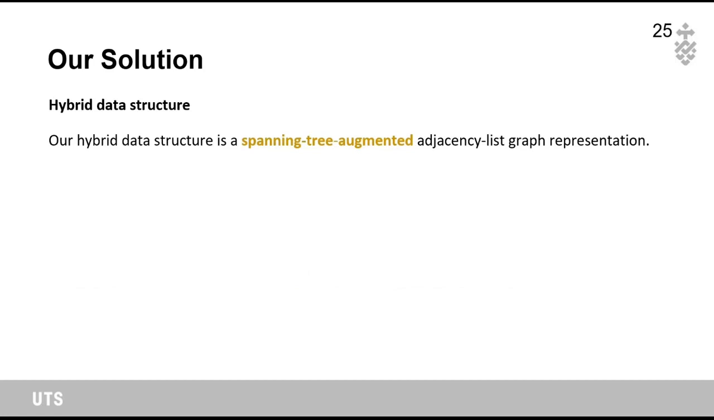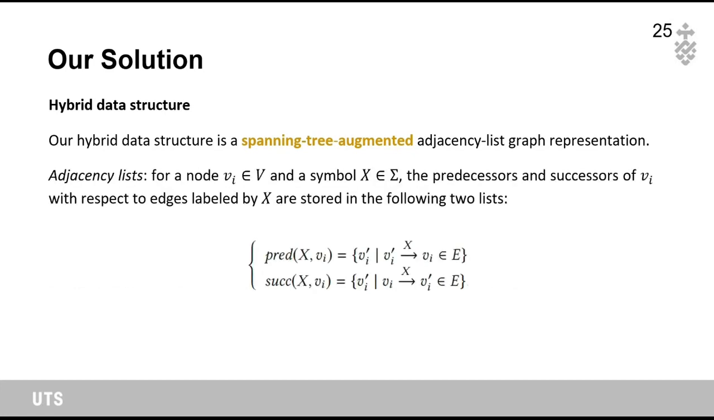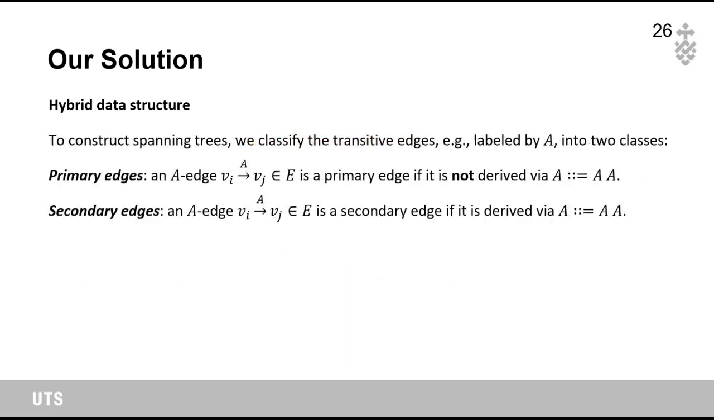Our hybrid data structure is a spanning tree augmented adjacency list graph representation. In the adjacency list graph representation, for a node vi and a symbol x, we use 2 adjacency lists, pred x vi and succ x vi, to store the predecessors and successors of vi with respect to edges labeled by x.